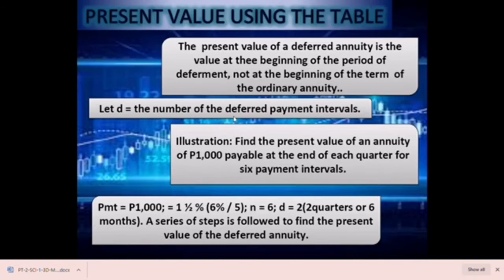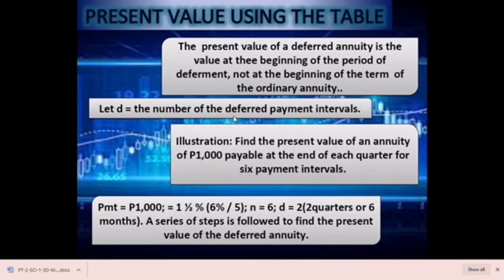Good afternoon, everyone. I am the second reporter. I'm going to present to you the present value using the table. The present value of a deferred annuity is the value at the beginning of the period of deferment. We all know that a deferred annuity is an annuity that starts on a future date, not at the beginning of the term of the ordinary annuity. Let D be equal to the number of deferred payment intervals. Illustration, one of the examples.